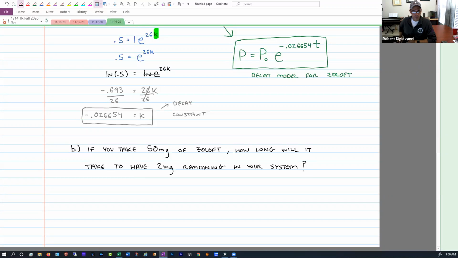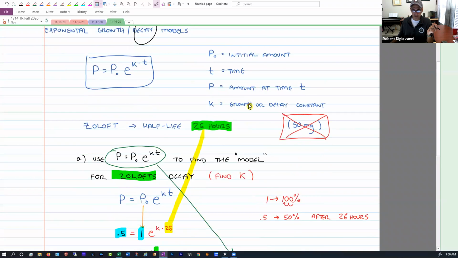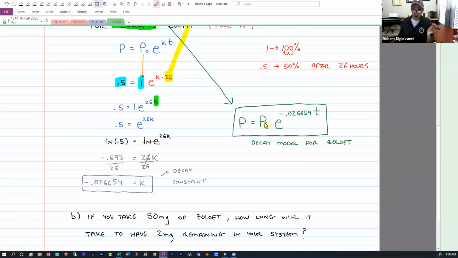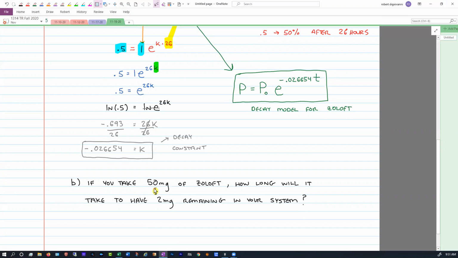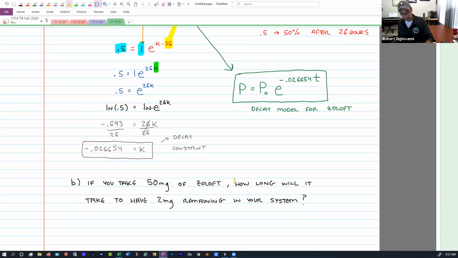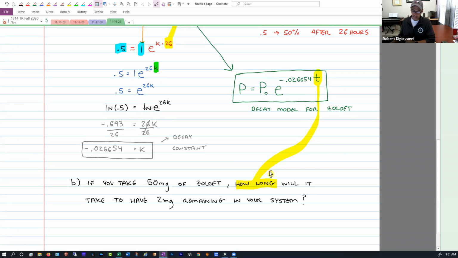All right. So this is our master formula that we get to use now. Remember, what was P sub 0? This right here, P sub 0 represents the initial amount. So that's the amount that we're going to take in the beginning. So the initial amount, do we know what that would be? How much are we going to take? 50. Right, 50. How much do we want at the end? We want to know how long it's going to take, right? How long means that we want to find T. We want to know what T is.